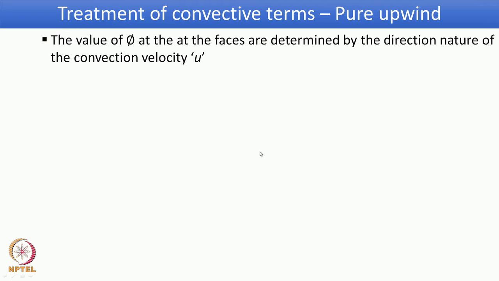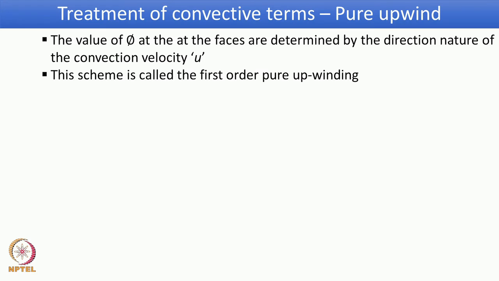In the case of next scheme, that is pure Upwind, then phi value at the phases are determined based on the direction nature of the convection velocity u. If you can recall the illustration I explained in the last class, backward facing step, I was particularly mentioning about the coordinate definition. So, with respect to the coordinate definition, then convection velocity direction also is decided. This scheme which is decided based on the direction of the convection velocity u is what is known as pure upwinding.